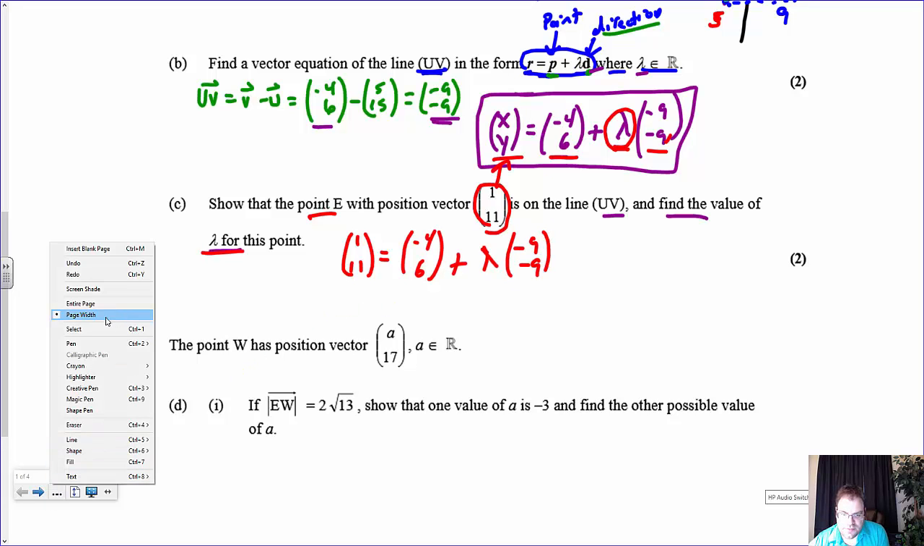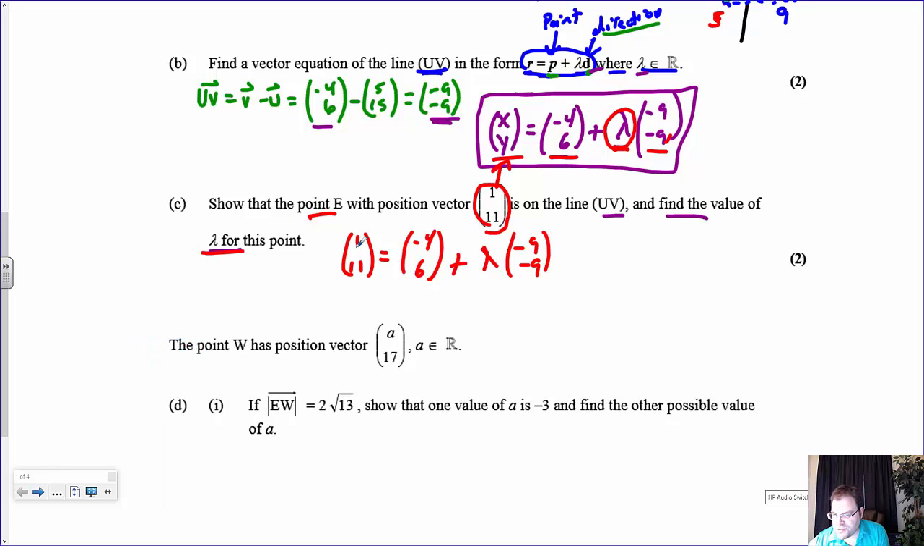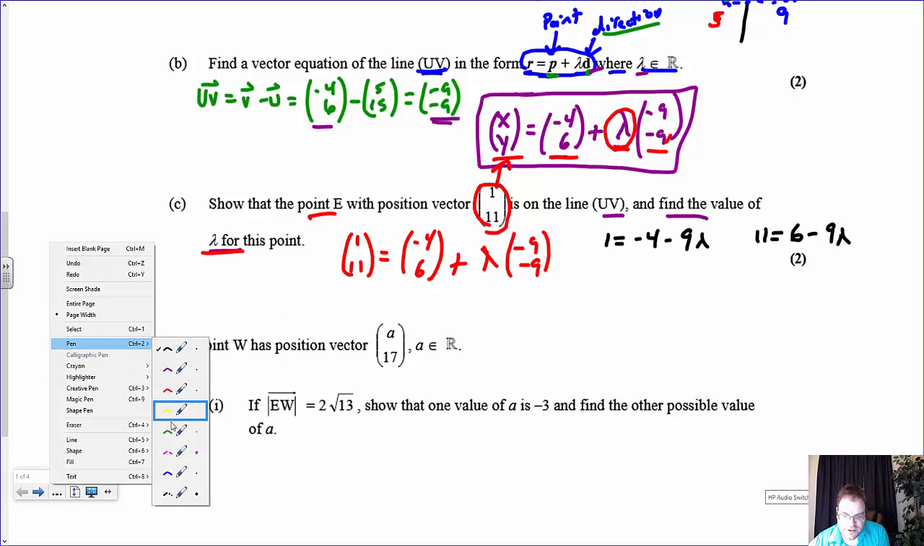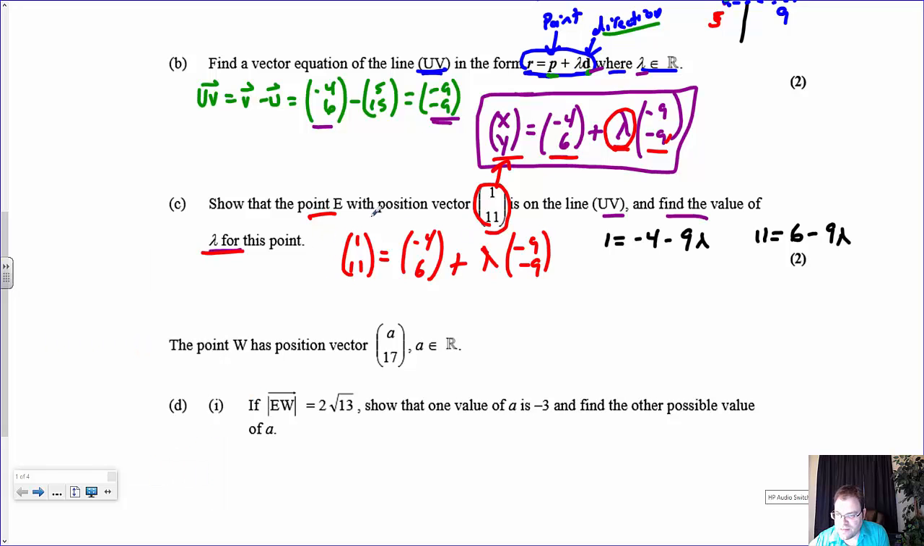So we're going to make two equations out of this very quickly. First equation is 1 equals negative 4 plus negative 9 times lambda, so minus 9 lambda. That's one equation. The other equation is 11 equals 6, plus negative 9 times lambda, so minus 9 lambda again. So we'll solve these equations for lambda. If, in fact, there is a single value of lambda that will make the left side equal the right side, I can then show that point E is on the line. So I have to get the same lambda for both equations.